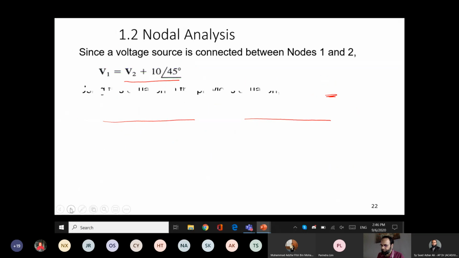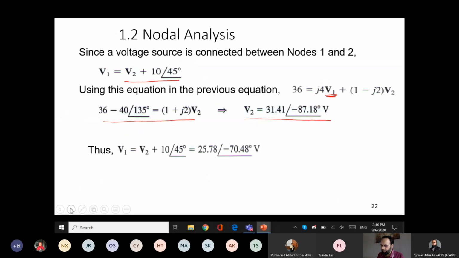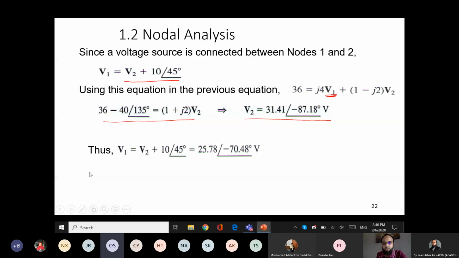Right. Oh, that's why there were lines. And once we have V2, we can place the V2 in this equation to find V1. So V1 is 25.78. So we have found the values. All right. Any question? No. Any question, anyone? Okay.